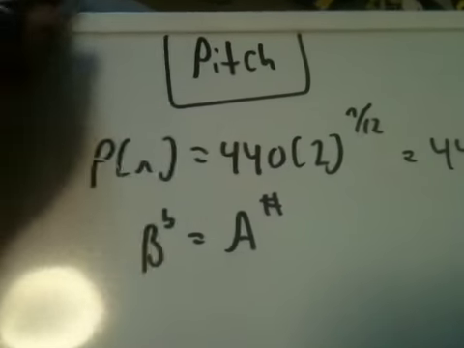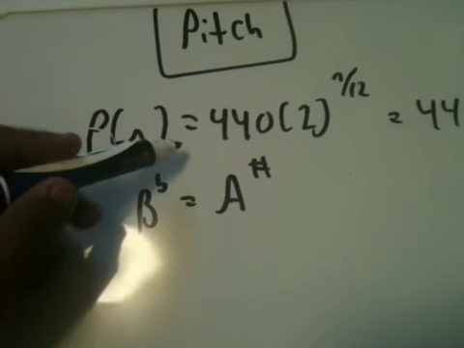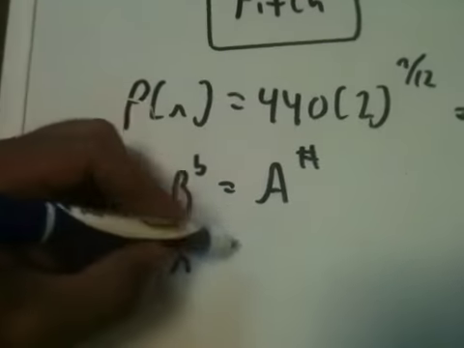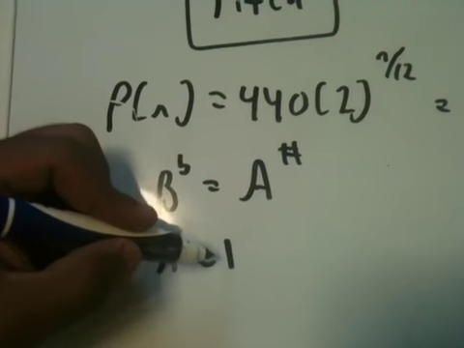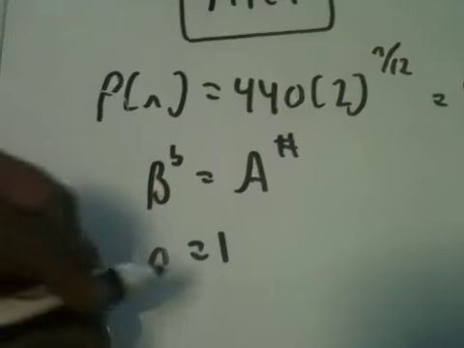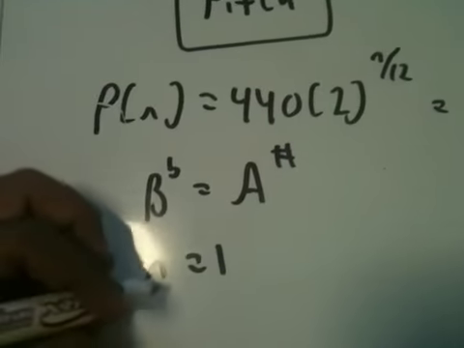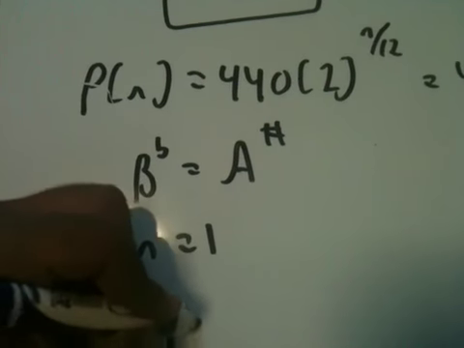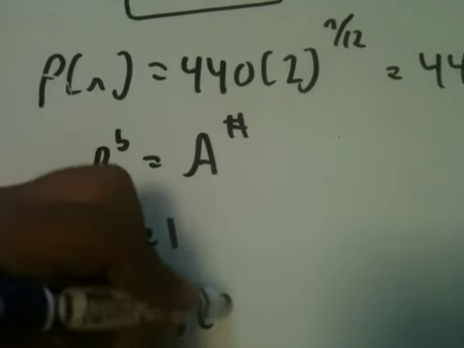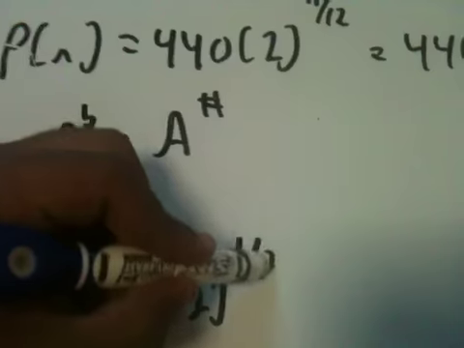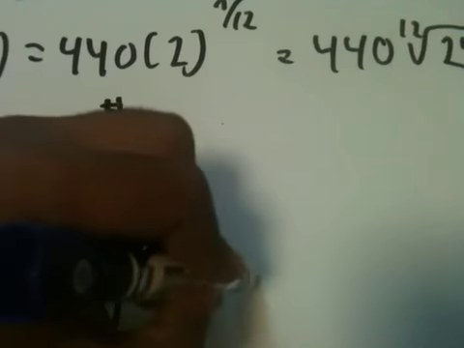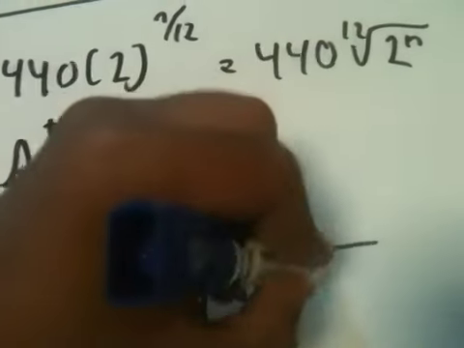So this is the next note up from A440, so that will be n equals 1. We just plug this into our little equation. P of 1 would be 440 times 2 raised to the 1/12, which is basically saying 440 times the 12th root of 2.